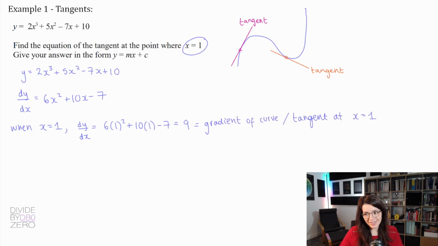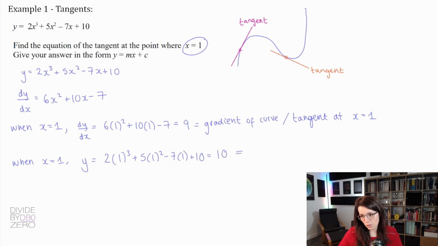Now we know the gradient at that point, we also want to know the y coordinate. So when x equals 1, if we sub that into the original curve equation, we get 10. So therefore, we now know that the coordinates of the point in question are (1, 10). And now we have enough information to work out the equation of the line.